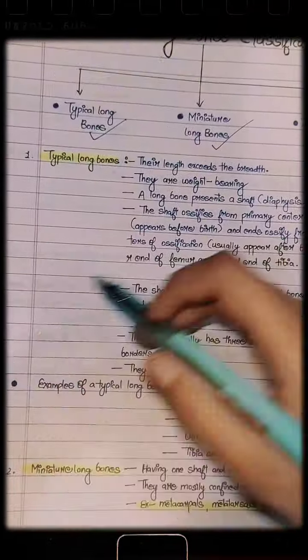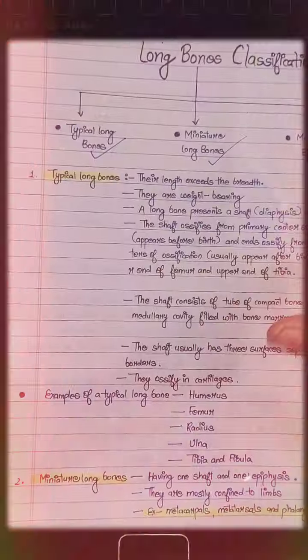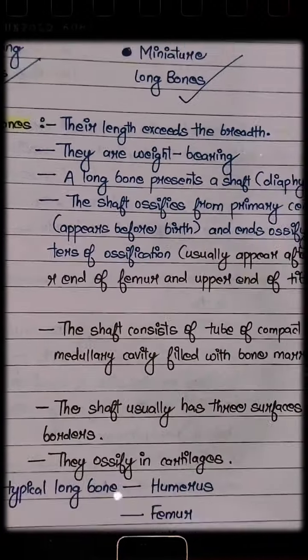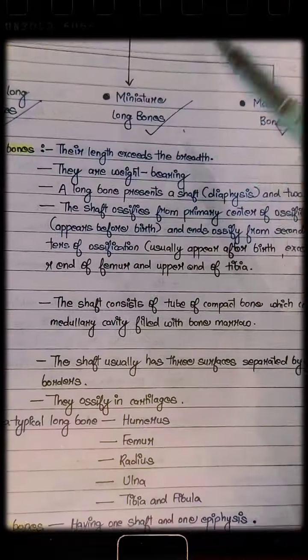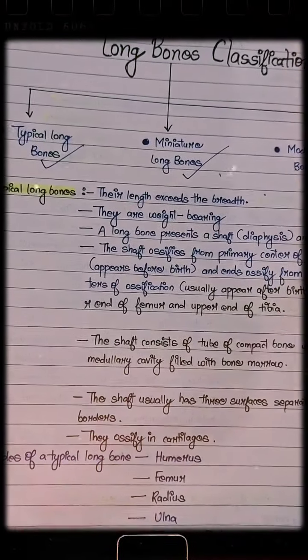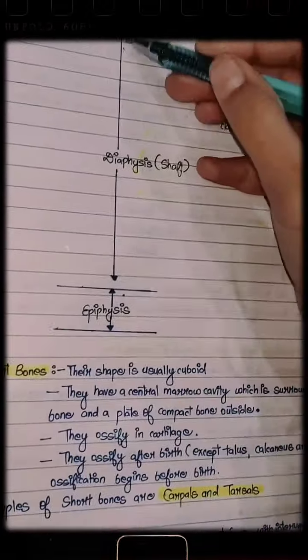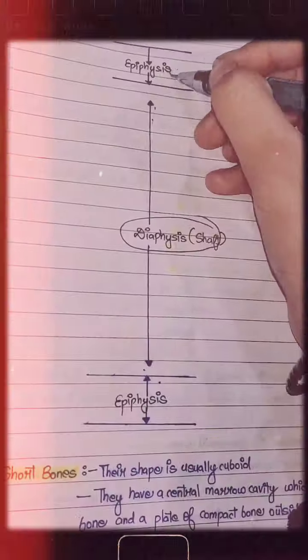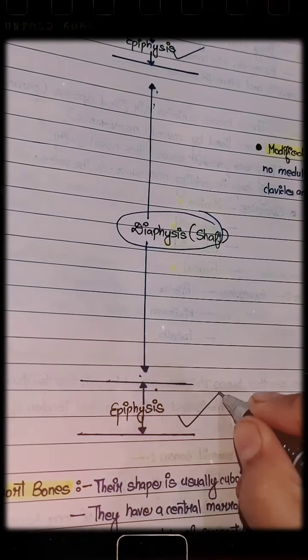In the typical long bone, what's the main property of this? Let's take a particular bone, for example, the humerus. There are two main ends, the upper end and the lower end. These are the epiphysis. And there is a connecting shaft which is known as the diaphysis.